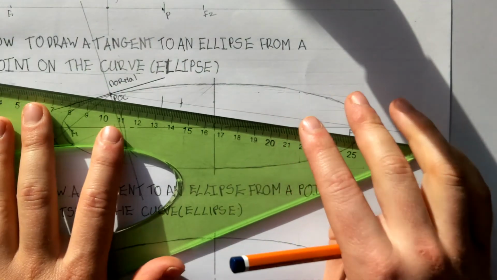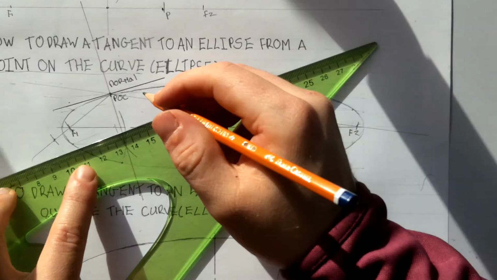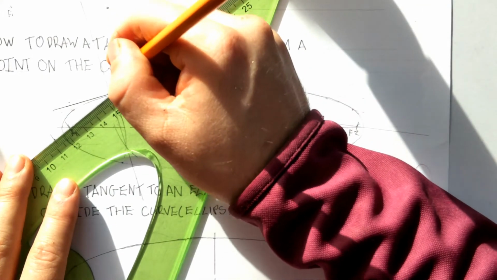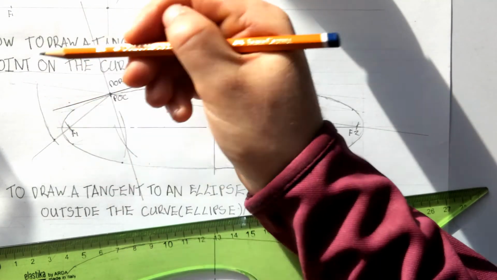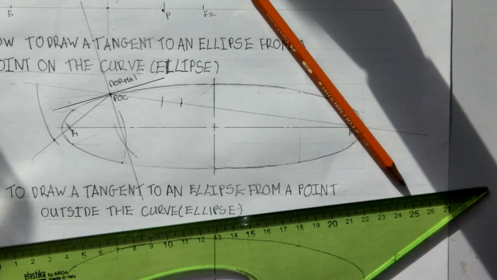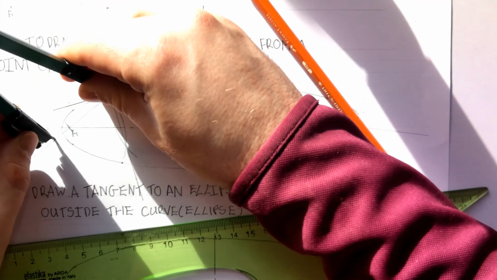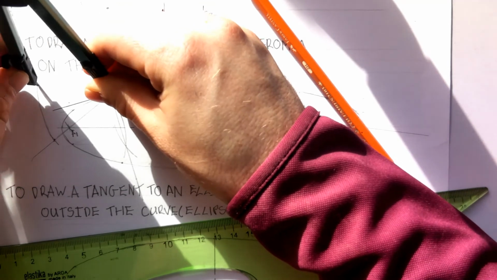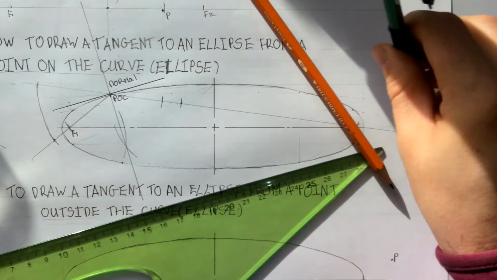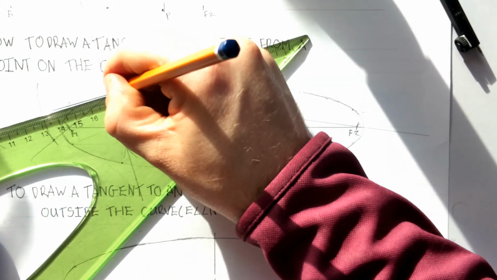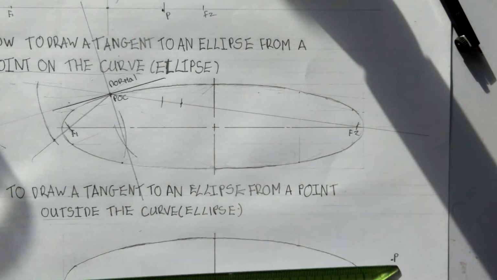If you want to do from F2, you could extend that on and extend this line on too, and if you bisect this angle, the bisector is the tangent. So look, if I bisected that angle there, the bisector is the tangent. So there's just another piece of info for you.